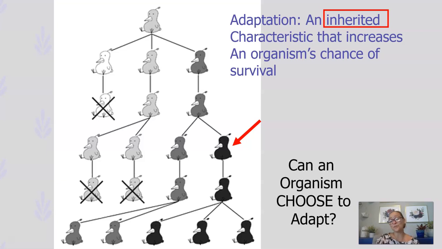Okay, so now, can an organism choose to adapt? And the answer is no. Adaptations are inherited traits. Like I'm 5'2". I can't choose to be taller or choose to be shorter.